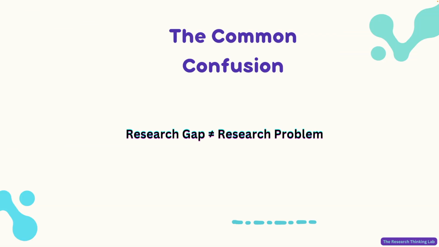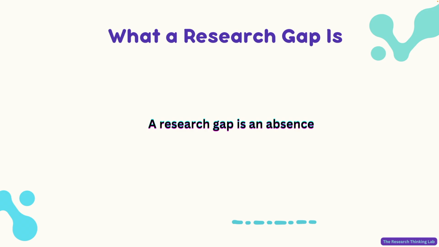Many researchers assume identifying a gap automatically justifies a study. It doesn't. A gap and a problem are related, but they are not the same thing. And confusing them weakens research at every stage. A research gap refers to something that has not been studied, has been underexplored, or has been examined in a limited way. Gaps are discovered by reading the literature carefully. They tell us where research is missing, but not why it must be done.